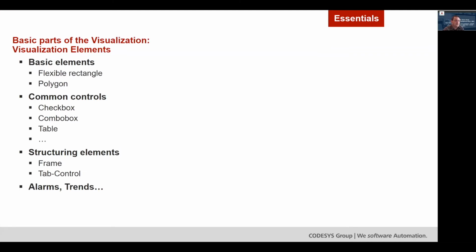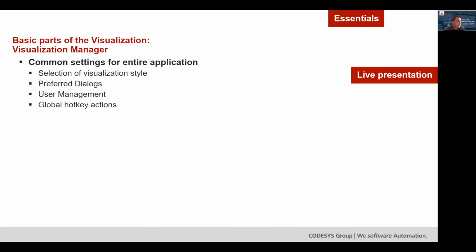After looking at these visualization elements, we can go on to the next important object for the configuration of the visualization. This is the visualization manager, we call it, which is a collection of common settings that affect the entire application. So all visualization screens are affected by these settings. There is the selection of the visualization styles. It's possible to select the preferred dialogues. The user management of the visualization is configured here, and it's possible to configure global hotkey actions.